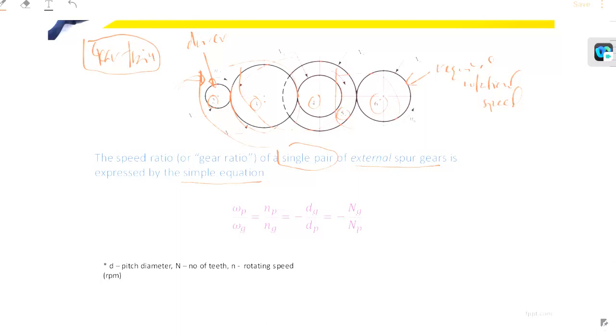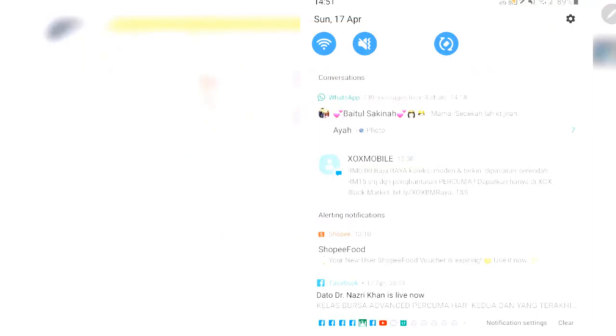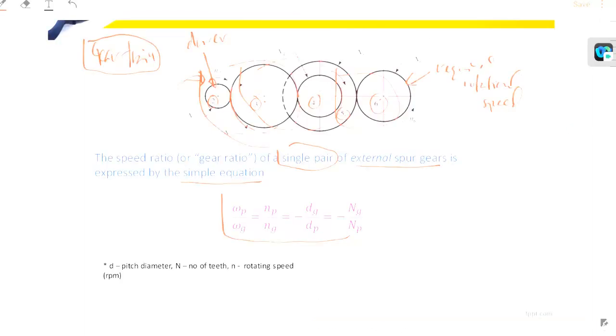The speed ratio. This is the simple equation, not for everything, but for the single pair. We focus only on the single pair. Single pair means there are only the pinion and the gear. The pinion is the driver. P is for pinion and G is for gear.